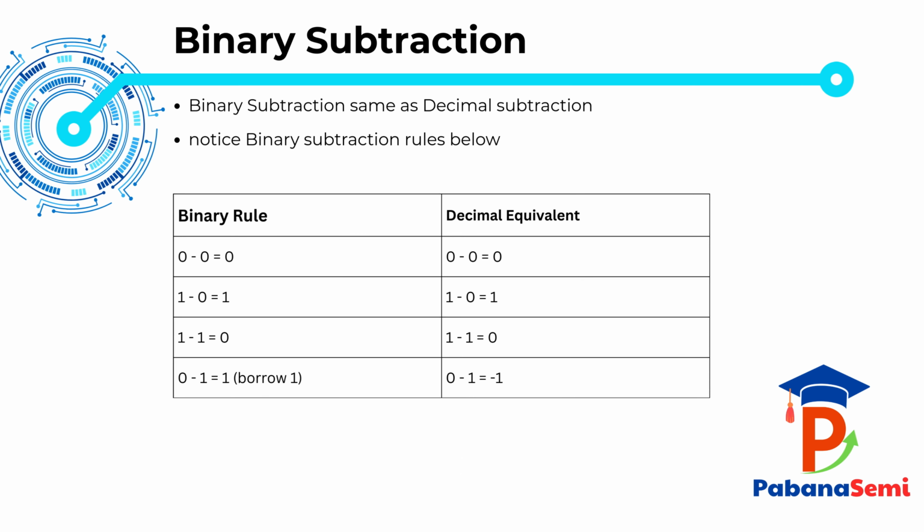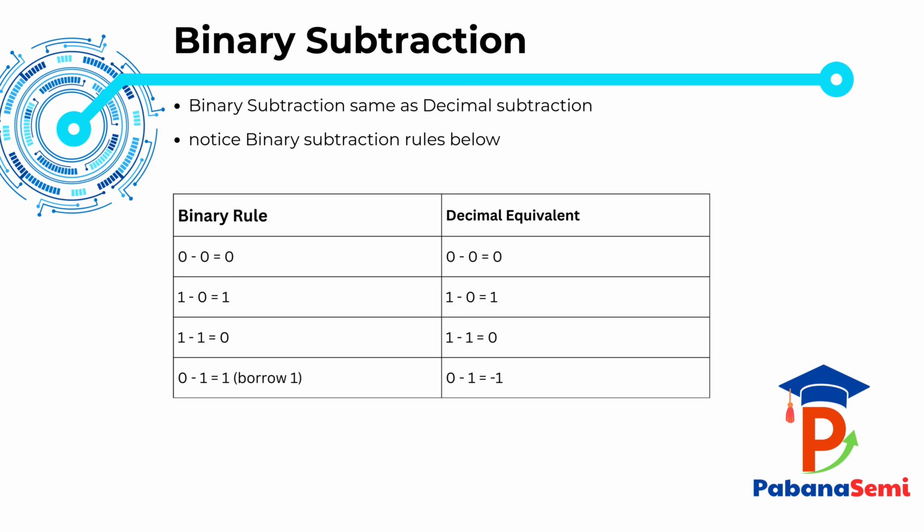Now, let's quickly review the fundamental rules of binary subtraction. These rules are the backbone for solving any binary subtraction problem. Rule 1. 0 minus 0 equals 0. Exactly the same as decimal. Nothing complicated here.